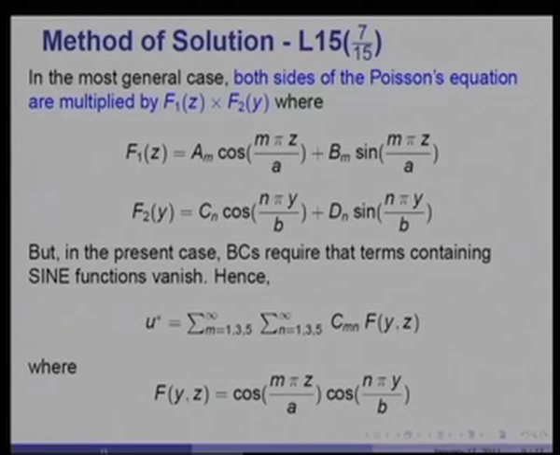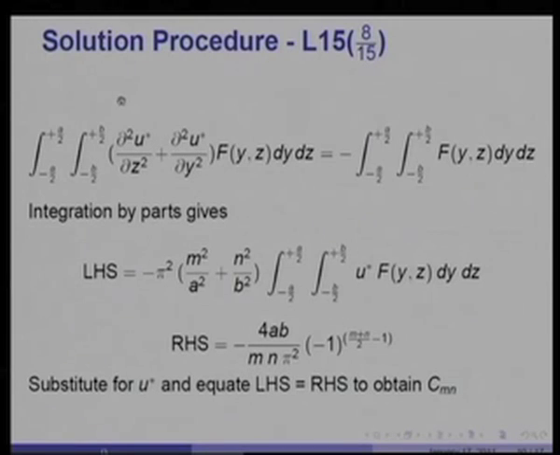our equation would be u star equal to the sum of c_mn F(y,z), m equal to 1, 3, 5 to infinity, n equal to 1, 3, 5 to infinity, where F(y,z) is equal to cos m pi z by a times cos n pi y by b, which is the product of those two, and c_mn is really a_m into c_n, as you can see. So, we need to determine the constant c_mn so that we can get the value of u star. This is the double Fourier series. You must remember what the function is: F(y,z) is cos m pi z by a multiplied by cos n pi y by b. So, the solution procedure is like that.